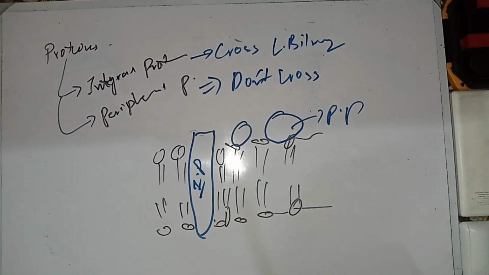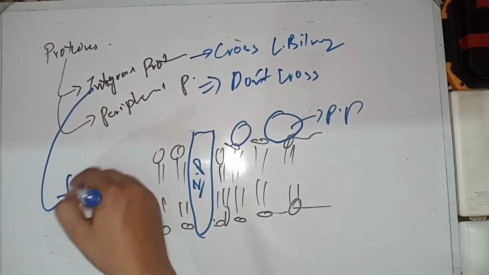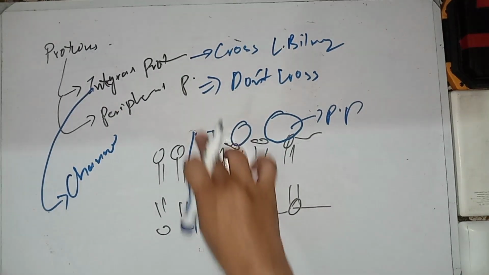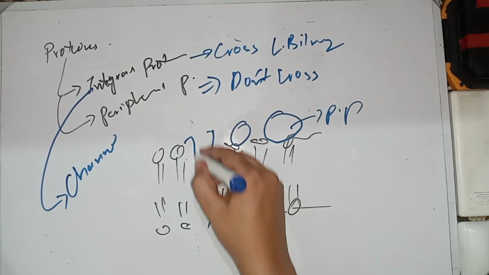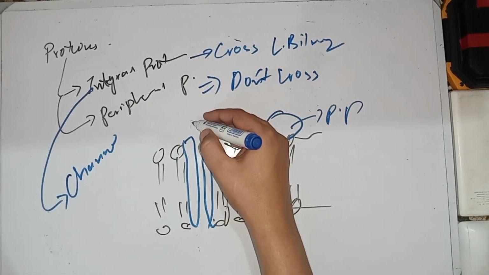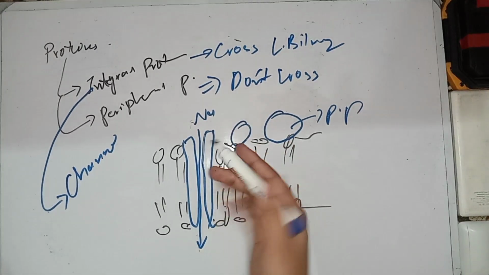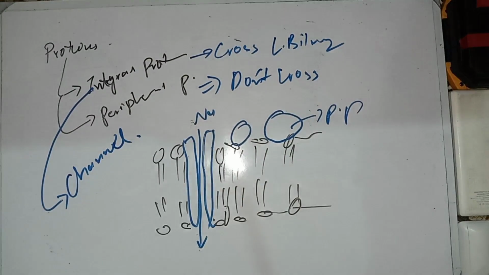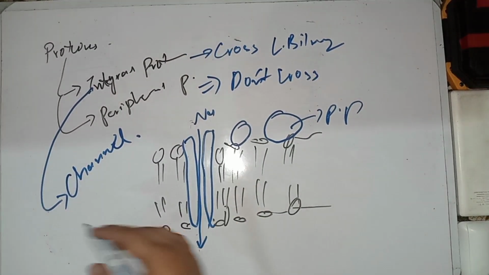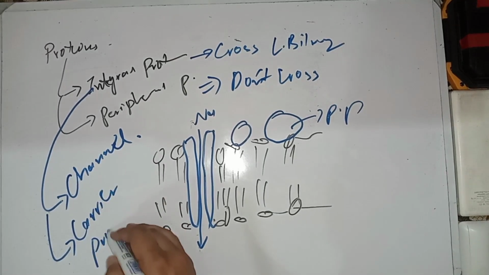So these integral proteins, as they are crossing the membrane, can form channels. They can be in this form, and they can allow certain ions, for example sodium ion, to diffuse into the cell and so on. This channel can be ligand gated or voltage gated, or they can form carrier proteins.